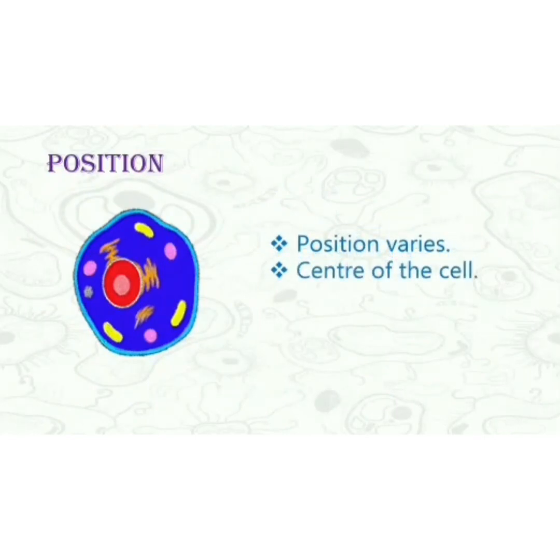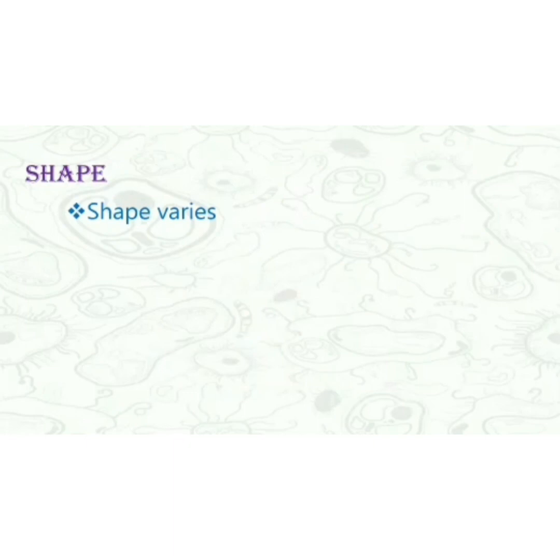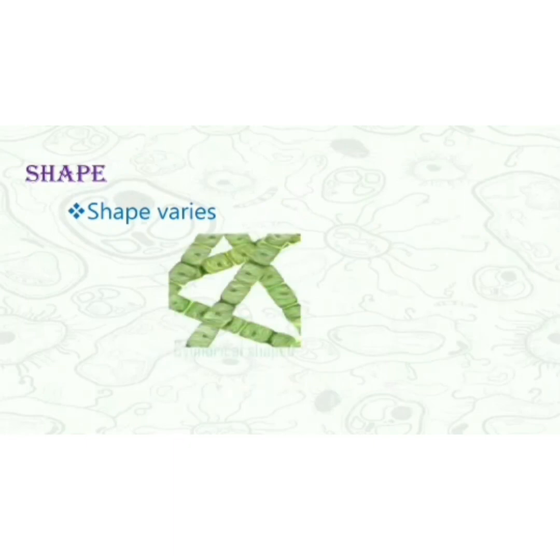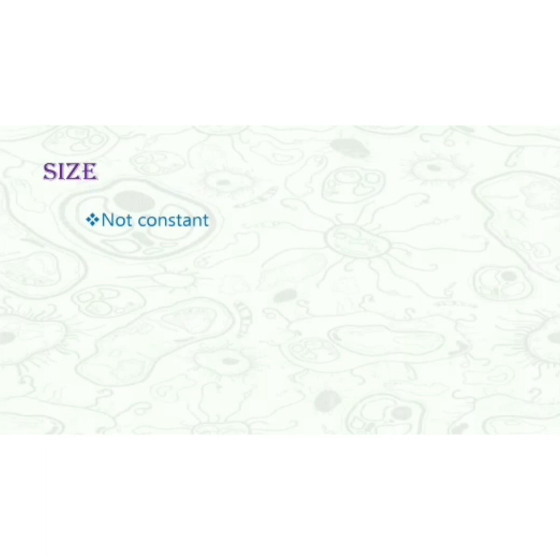Usually, it is situated in the center of the cell. Shape. The shape of the nucleus varies in most of the eukaryotic cells. For example, RBC is the example for spherical shaped nucleus. Spirogyra is the example for cylindrical shaped nucleus. Size. Size of the nucleus is not constant. It varies from 11 to 25 μm.